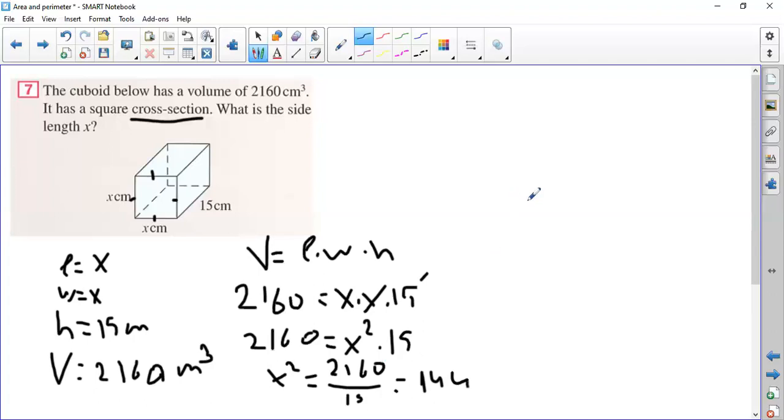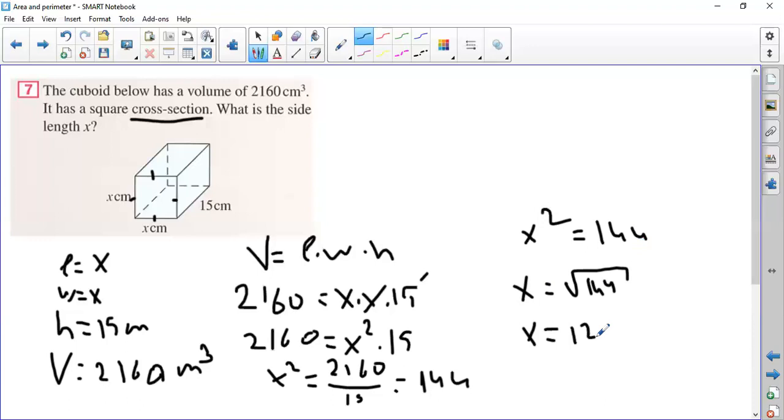Okay, so x squared is equal to 144, which means x, which number multiplied twice by itself gives me 144. It means x is the square root of 144. x is what? x is 12. Okay, 12 multiplied twice by itself gives 144. So the length x will be 12 centimeters.